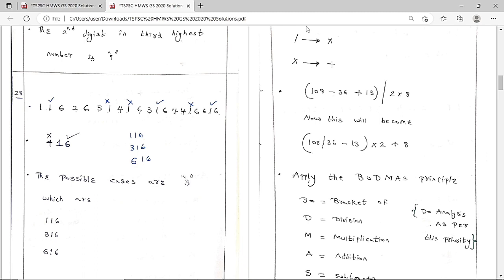Only three cases are possible in this series in which the ones are immediately followed by 6 but not immediately preceded by 4. So this is the correct solution of this question.